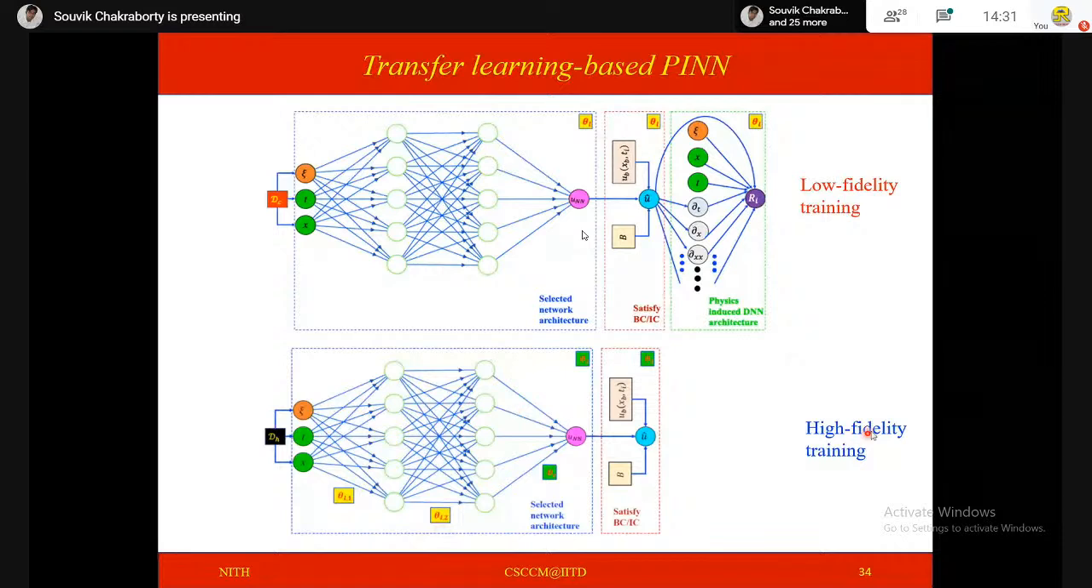In case you have enough high fidelity data, the top portion will become useless. So if data is available in abundance, you don't need the first part, mostly. But in case your data is very limited, you need both of these parts. And that is the idea.